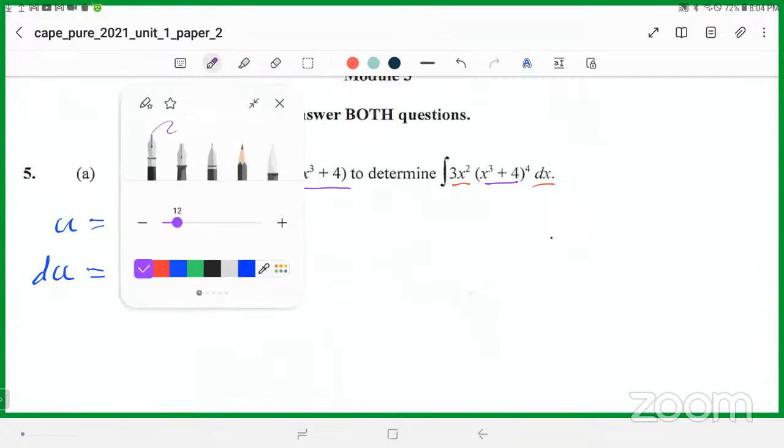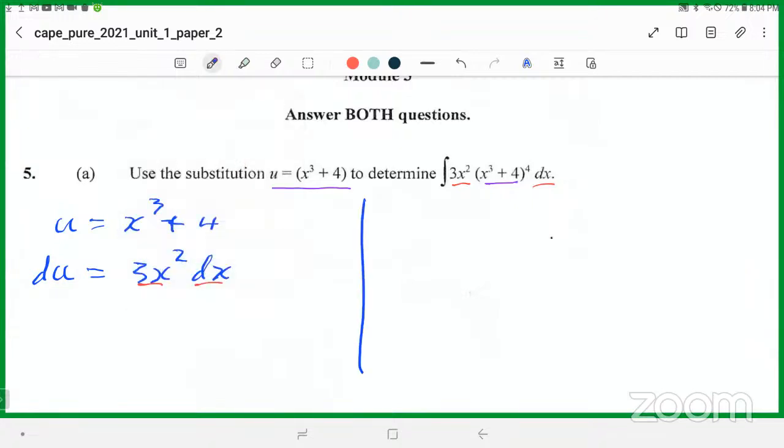Right? And so we literally can just proceed, and so the integral, let's call it integral I again, becomes equal to the integral. This part of it becomes u to the 4th power. And then the 3x squared dx is actually du. So I'm going to put du.